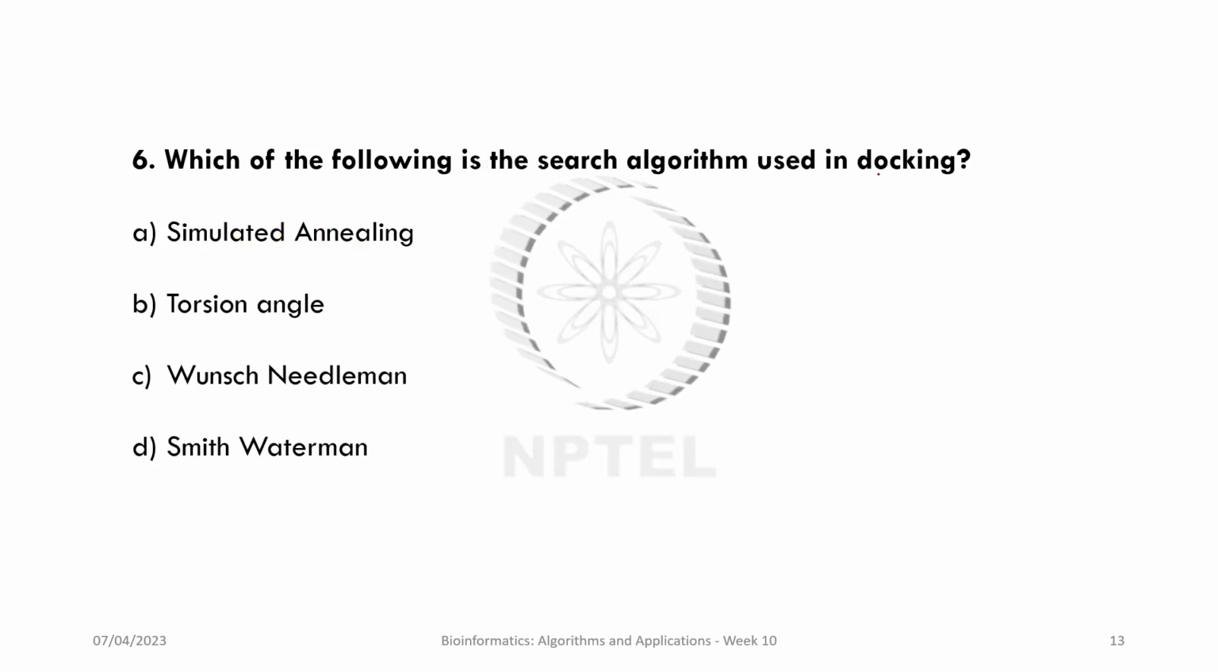Question 6. Which of the following is the search algorithm used in docking? Option A, simulated annealing. B, torsion angle. C, Wunsch-Needleman. And D, Smith-Waterman.